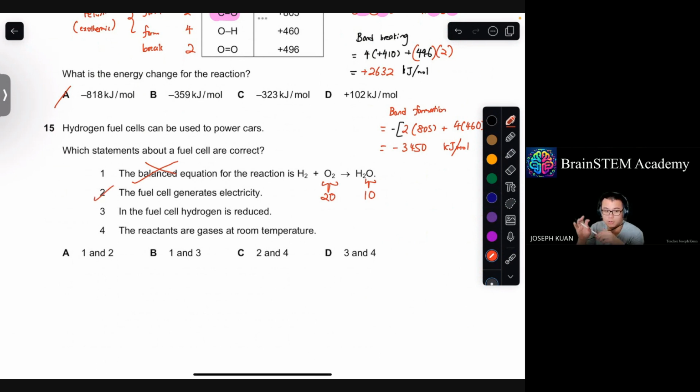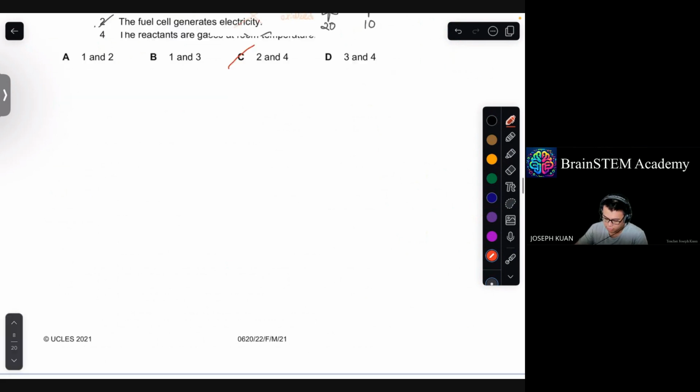So 2 is correct. And then 3, in the fuel cell, hydrogen is reduced. As you can see, hydrogen receives oxygen, so it should be oxidized, right? Not reduced. And then lastly, the reactants are gases at room temperature. At room temperature, yeah, they are both gases, right? Hydrogen gas and oxygen gas. So the best answer seems like C. All right, moving on to the next question.